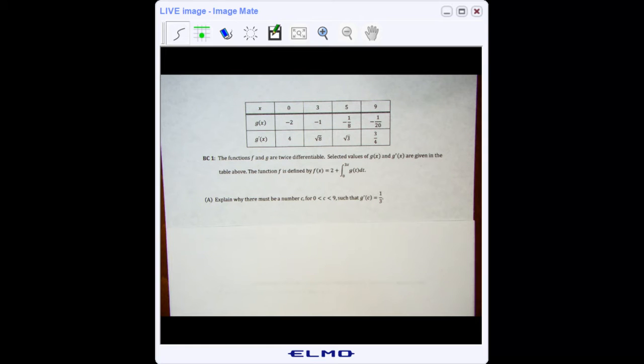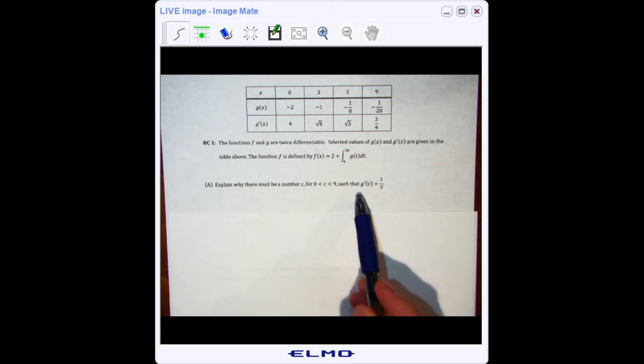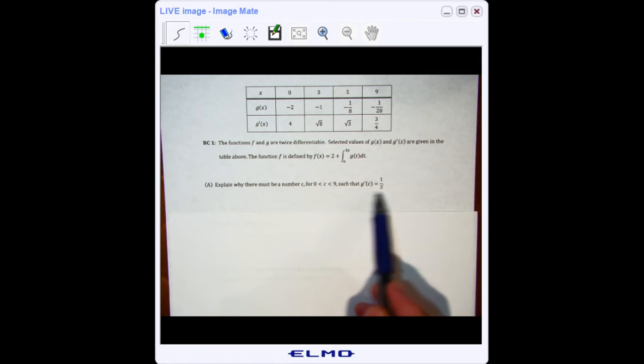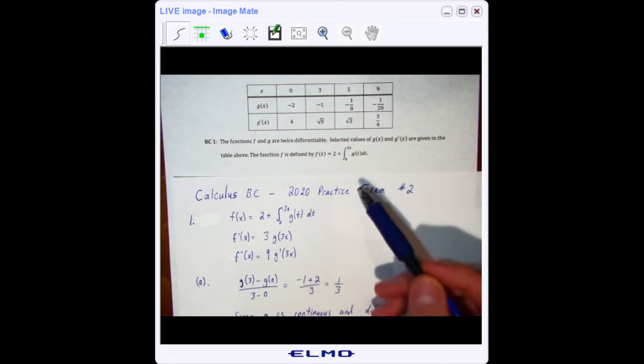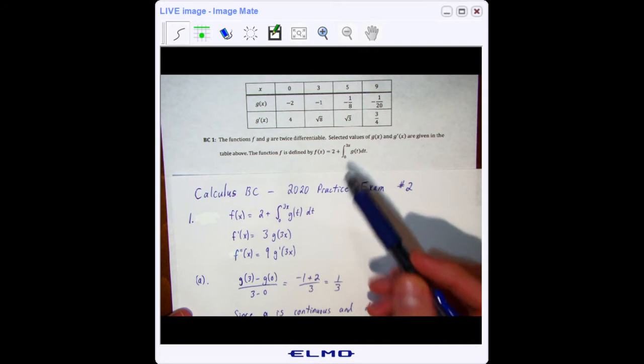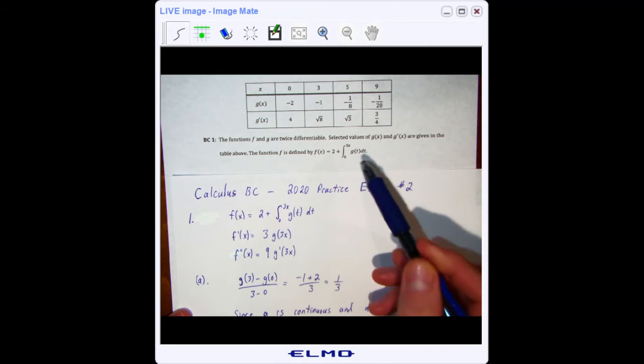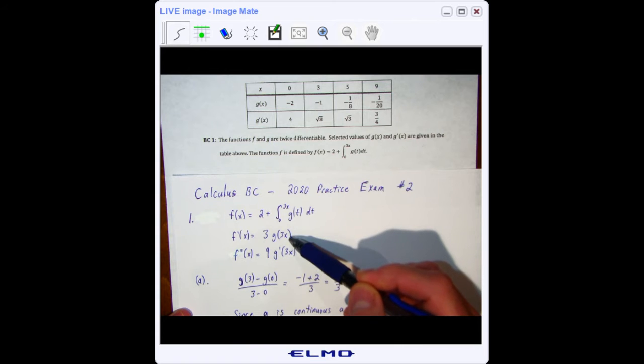First, part A: explain why there must be a number c between 0 and 9 such that g prime of c is 1/3. Okay, so you should know right from seeing that you're going to want to use the mean value theorem because it gives us a derivative equal to a number on some interval. I should mention before I start, since I was given f and I knew I would need f prime and f double prime later, I went ahead and wrote out f prime and f double prime.